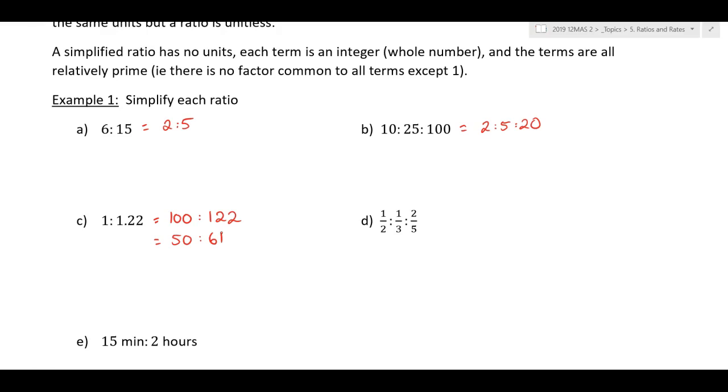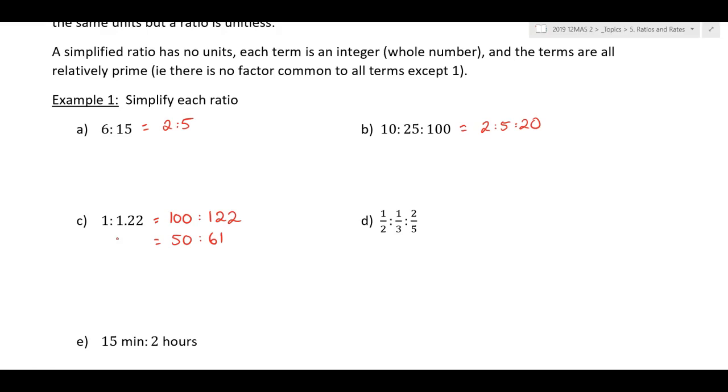Just a quick recap. How do we solve that? We multiplied by 100 to get rid of the decimal places. If it was 1 to 1.2, I'd only need to multiply by 10. It wouldn't matter if you multiplied by 100, but I multiplied by 100 because I had 2 decimal places. So I have 2 zeros on the 100.